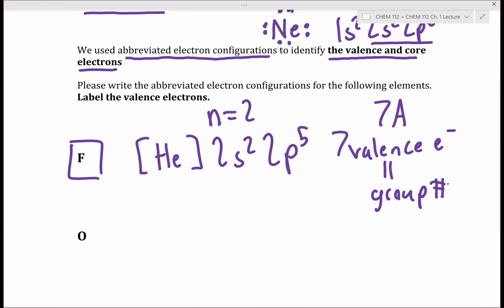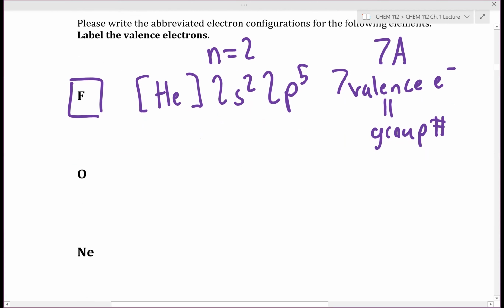So what I'd like you all to do now is I have 2 more examples for you to attempt. I'd like you to write the abbreviated configurations of oxygen and neon, and I'd like you to identify their valence electrons. Does that make sense to everyone? You have access to the periodic table? Yes. Since neon is already a noble gas, yes, you'd abbreviate it using the preceding noble gas. So you'd abbreviate it using helium. Yep.